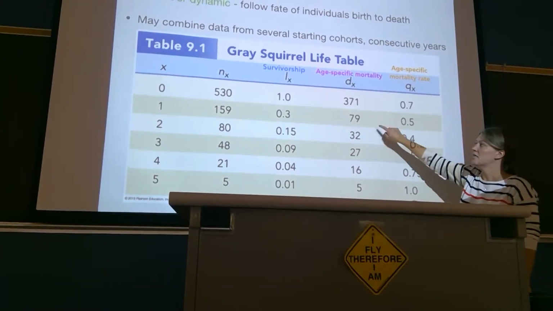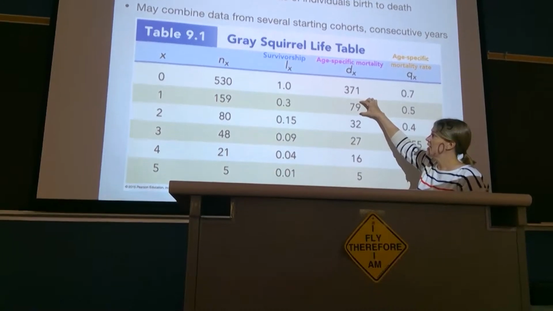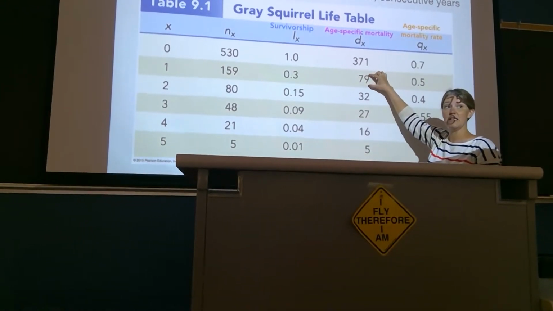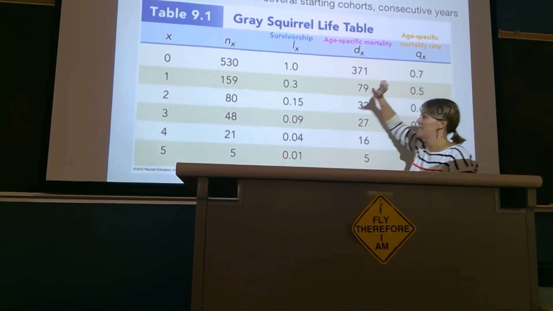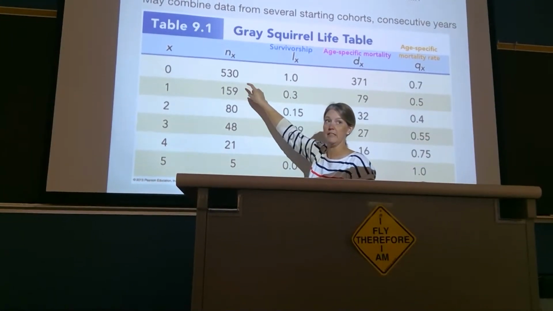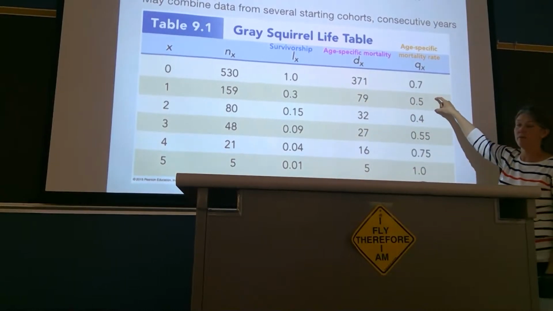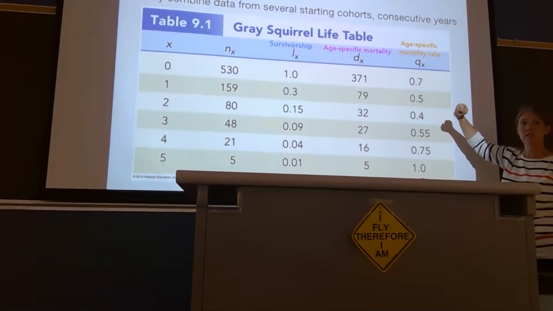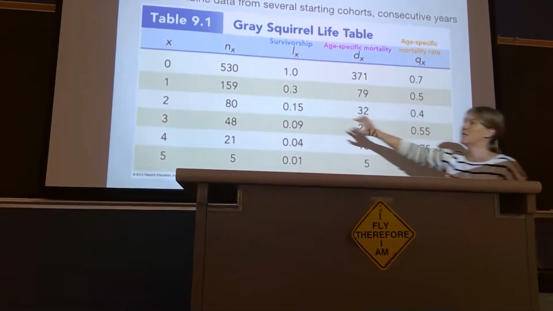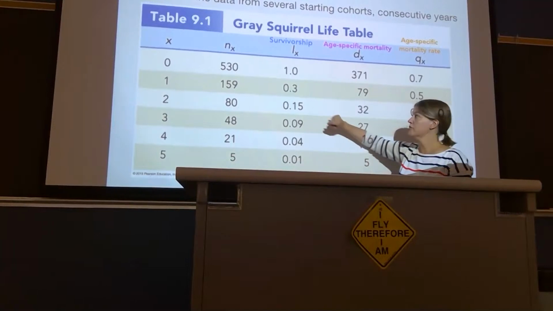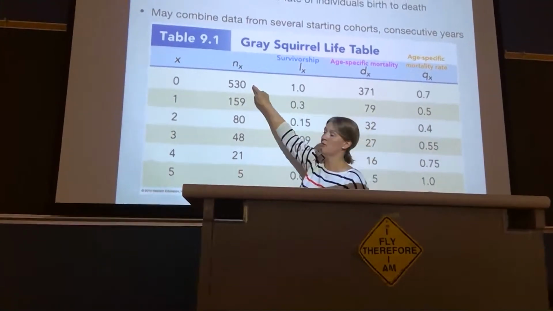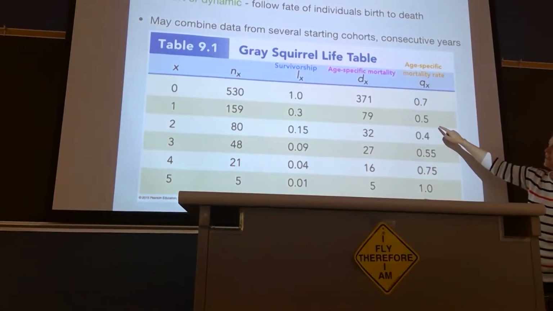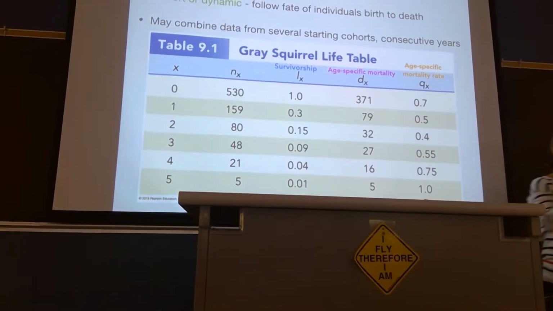Okay, and so in year one, 70% of the gray squirrels died. Year two, it's just looking at the age-specific mortality rate: how many died that year. So it's 79 divided by 159, which gives you an age-specific mortality rate of about 50%. It's calculated a little bit differently than survivorship. For survivorship, we're looking at this number back to where we started. But for age-specific mortality, we're talking about how many died that year.